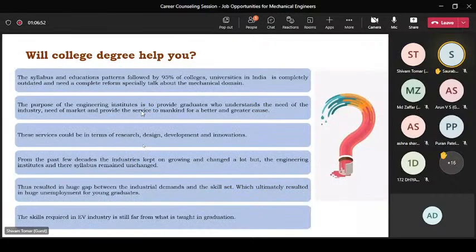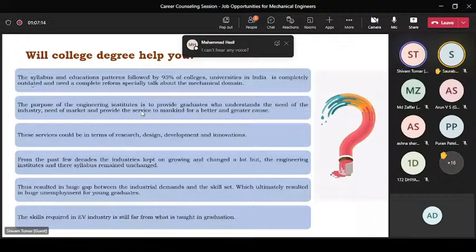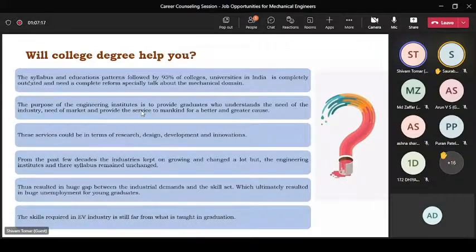Now the question comes: will a college degree help you start your career? Let's talk about this. The syllabus and education patterns followed by 95% of the colleges and universities in India are completely outdated and need to be completely reformed, especially in the mechanical domain. If someone's father graduated in the 80s or 90s, you will still find most of the subjects that you are learning are similar. They haven't changed much.